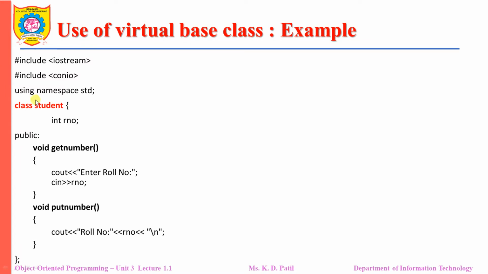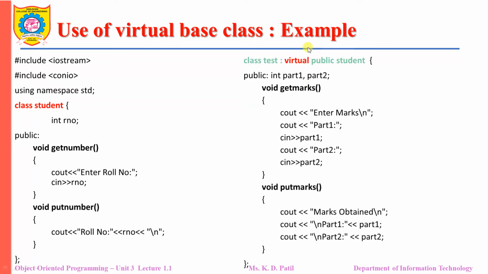So this is my student base class, which is the ancestor, which is the indirect base class, and it has two member functions, get number and put number. Okay, so get number will help us get the number from the user, and put number will display the roll number on the screen. Okay, and we have the base class, which is the direct or immediate base class of the derived class result, the test class. Okay, and this test class will calculate the marks of a student.